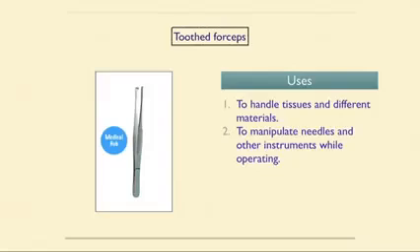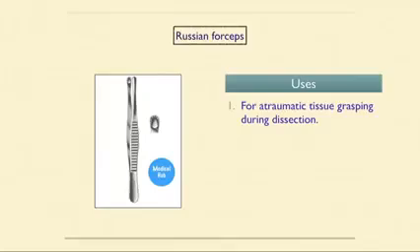Next instrument is toothed forceps. It is used to handle tissues and different materials and used it to manipulate needles and other instruments while operating. Next instrument is Russian forceps. So it is used for traumatic tissue grasping during dissection.